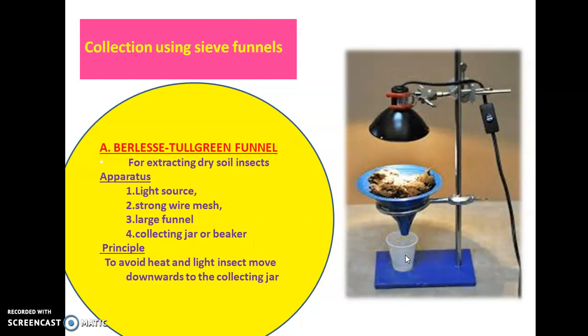What is the principle behind that? Those organisms which are found in this dry soil will move downwards when we light this lamp. To avoid the heat as well as the light, the insects will move from the surface into the interior, or move downwards, and they will be collected in the jar. So this is a negative phototropic effect, and by this method we are collecting soil insects.